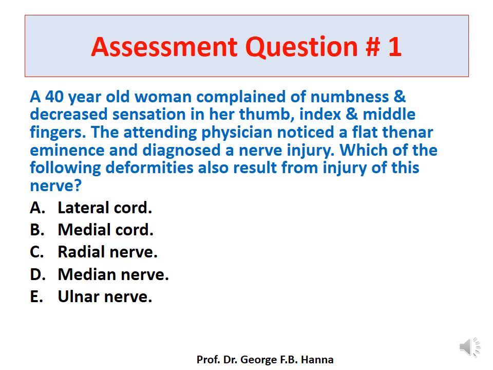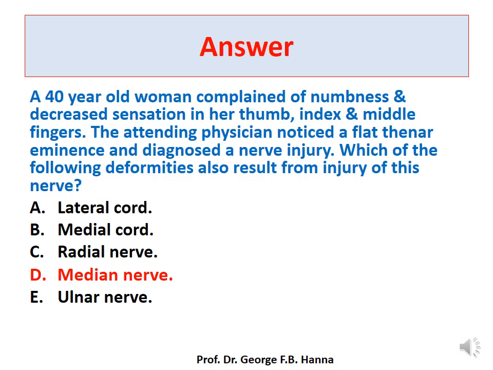He is not asking about the median nerve injury. Which of the following deformities also result from injury of this nerve? Oh, let us see. Is it the lateral cord or medial cord, radial nerve, median nerve, ulnar nerve? He is asking about the deformity, which is ape-like hand, so the answer will be, of course, median nerve.